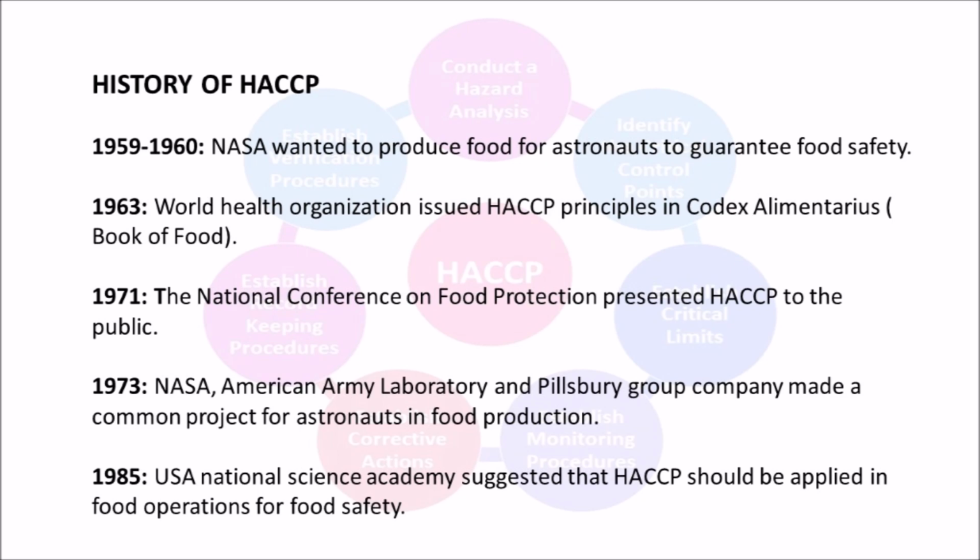Now, 10 years later, in 1971, the National Conference on Food Protection presented HACCP to the public. In 1973, NASA, the American Army Laboratory and the Pillsbury Group, a food company, made a common project for astronauts in food production. And in 1985, the USA National Science Academy suggested that HACCP should be applied for food operation for food safety, especially for astronauts, but also for the public consumer. Right, that's the HACCP history. Now, what about the Halal? Just now we talked about the introduction and the history of HACCP.